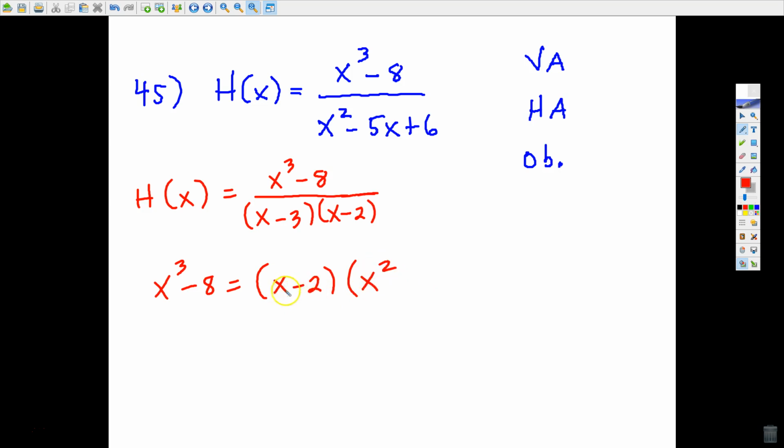Square the first one, multiply them together, and then square the last one. If this were the sum of two cubes, it would be the same way, except this would be plus and this would be minus. But I'm doing this so that you can see how we're able to cancel.